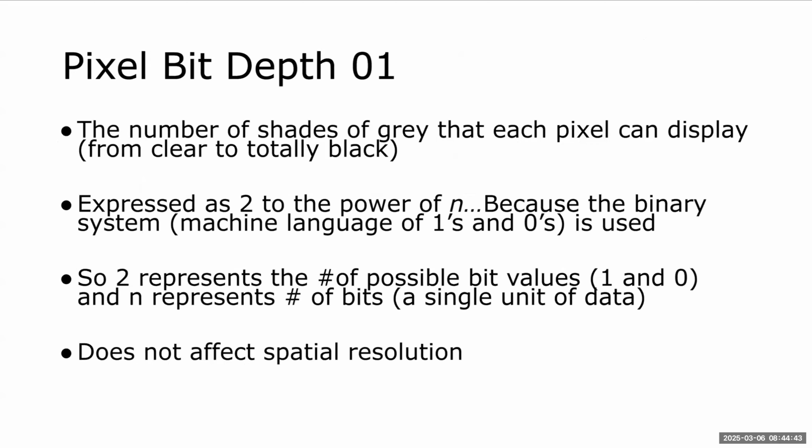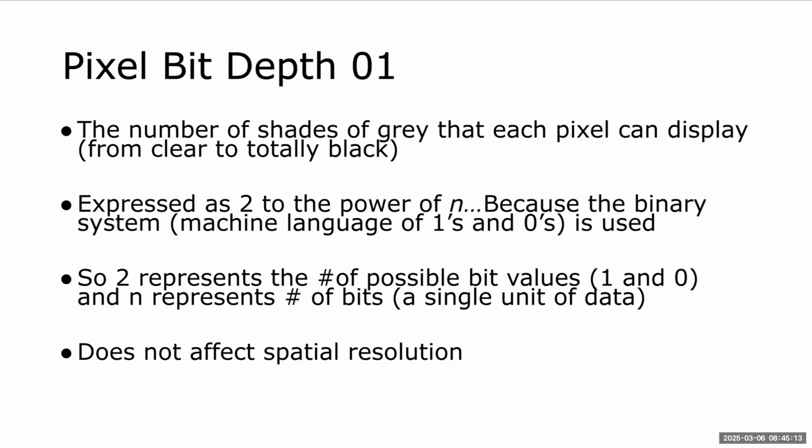Bit depth is another description that we can use for pixels. It's the number of shades of gray that each pixel can display, from totally clear to totally black. It is expressed as 2 to the power of n because the binary system is the machine language of ones and zeros for computers. So 2 represents the number of possible bit values, meaning 1 and 0, and n represents the number of bits, a single unit of data.